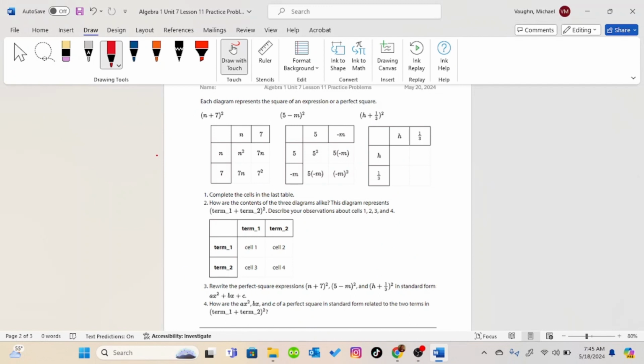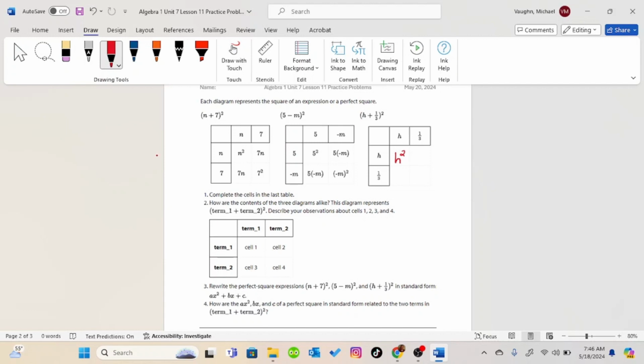Page 2. Each diagram represents the square of an expression or a perfect square. Number 1, complete the cells in the last table. So, if you notice, in the first table we had n times n equaled n squared. In the second table we had 5, and 5 was 5 squared. So in the third table, h times h is going to be h squared.